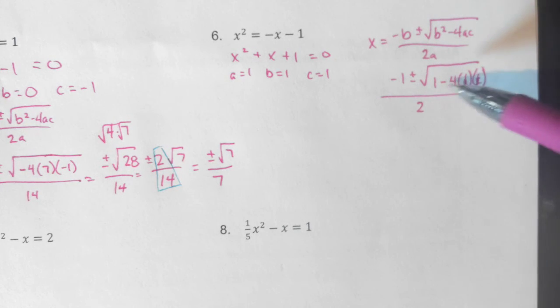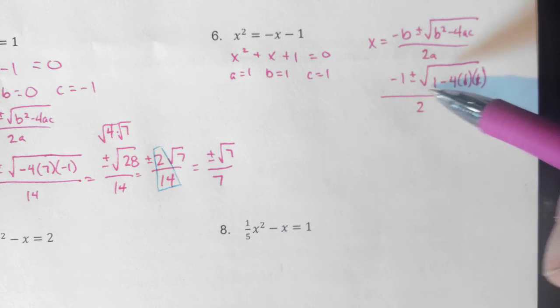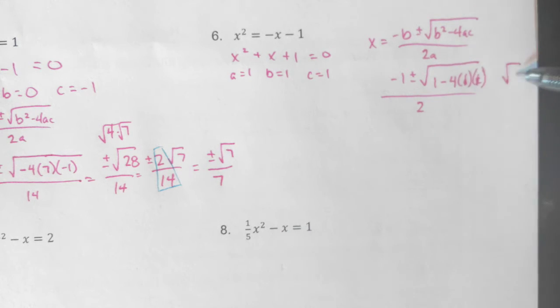Okay, inside of there, let's do the math. 4 times 1 is 4. 1 minus 4 is the square root of negative 3.